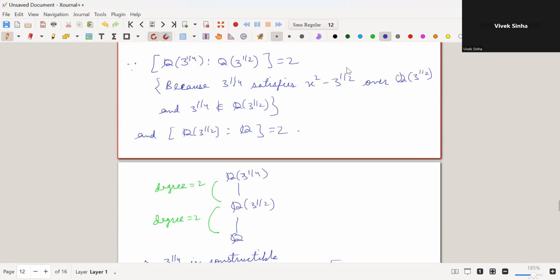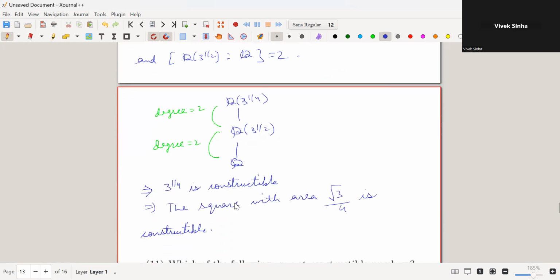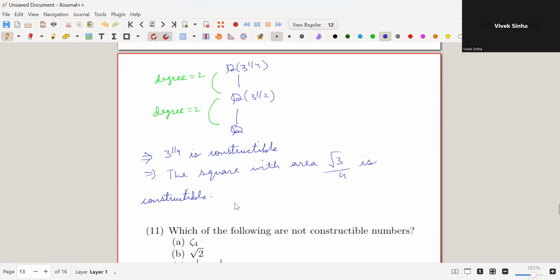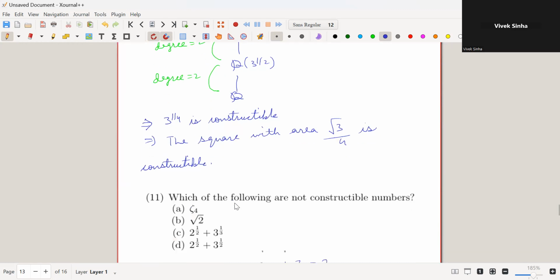Root 3 is inside Q(root 3), so this polynomial is over Q(root 3). So this satisfies this polynomial, because if you take the square of this it will be root 3, and then root 3 minus root 3 is 0. So it satisfies the degree 2 polynomial, and it is not inside Q(root 3). That's why the degree is 2. So that's how this tower is constructed, and thus 3 raised to 1 by 4 is constructible. So the square with area root 3 by 4 is constructible.